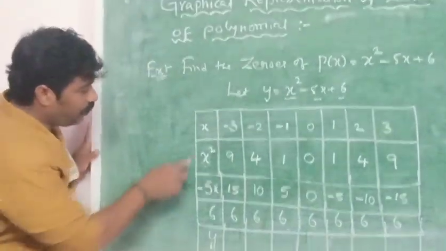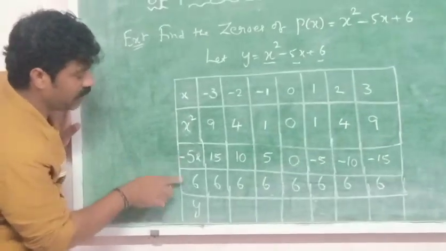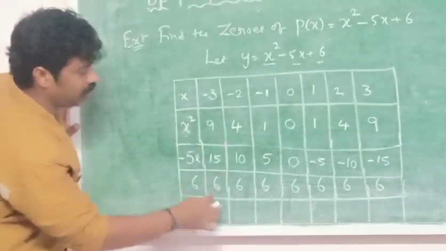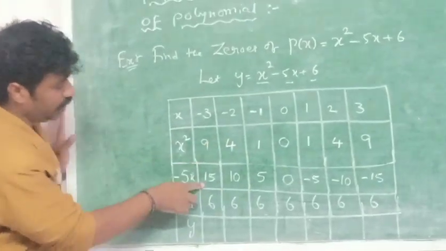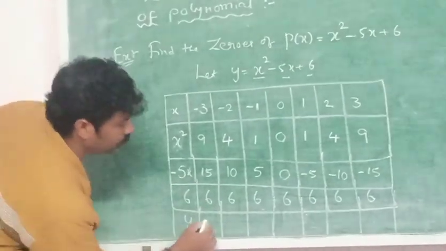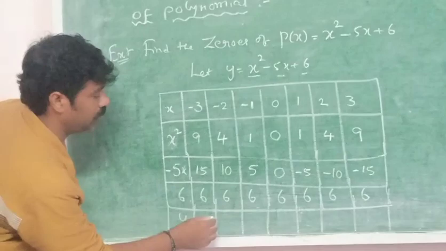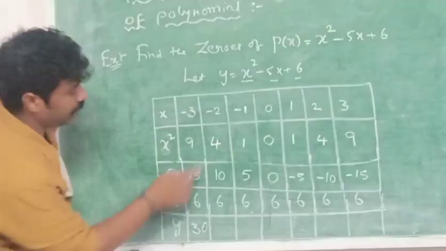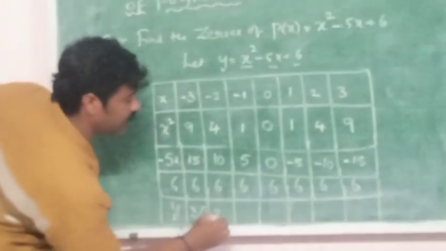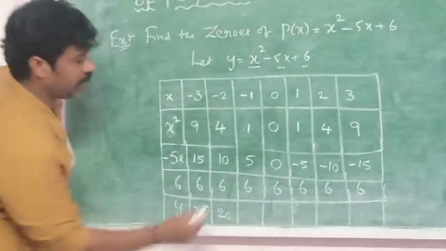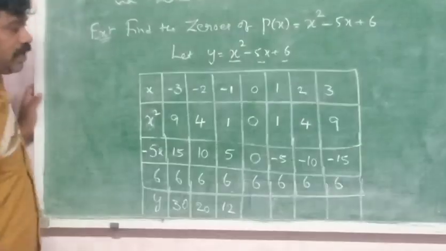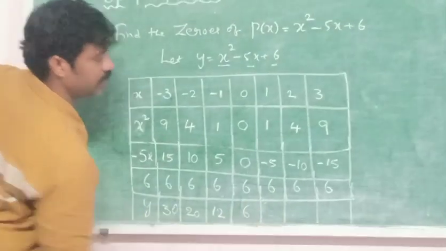Then after that, if we add these 3, x square, minus 5x and 6, then we will get the y value. So to get y values, we have to add all these 3 terms. So 9 plus 15, 15 plus 9, 24, 24 plus 6 is 30. Then after that again, 6 plus 4 plus 10, 14. 14 plus 6, 20. Then after that again, 1 plus 5, 6. 6 plus 6, 12 you get. Then after that, 0. So 6 only you get.